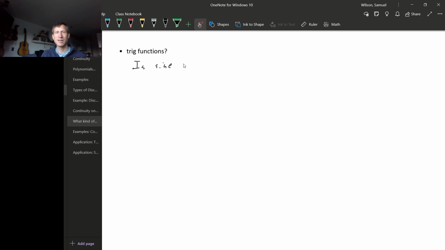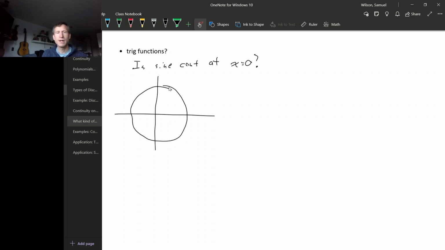So let's ask, is sine continuous at x equals 0? Okay, well, where does the sine function come from? Remember, if you have a unit circle, and you have some angle in here, the sine function tells you the height of this point up here. So the length of this line segment is sine of x. And that's when the angle in here is x. And this has to be measured in radians. So here x is in radians.